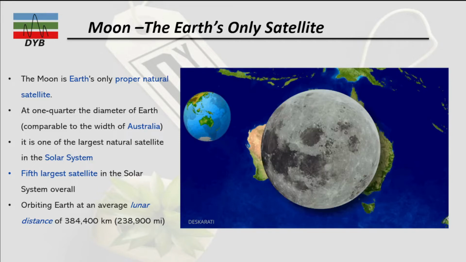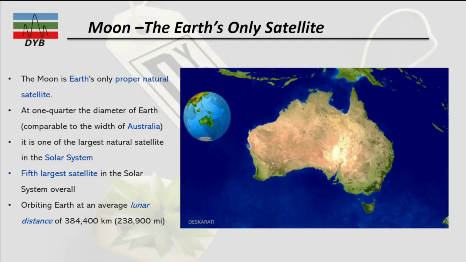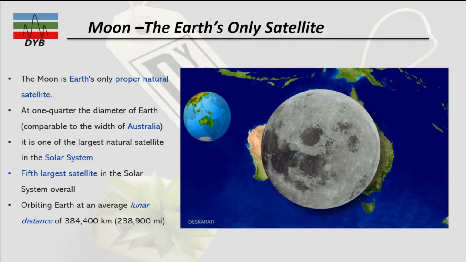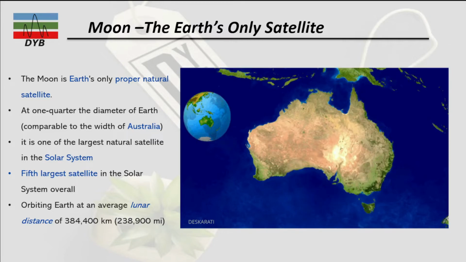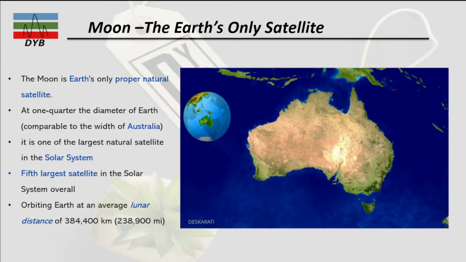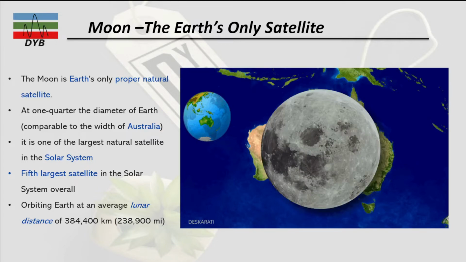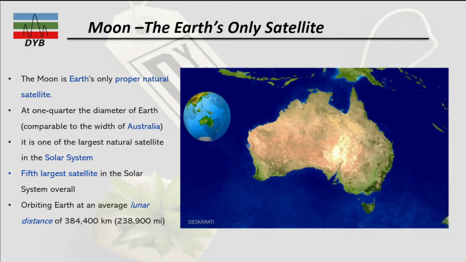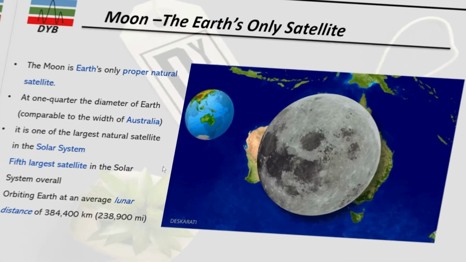Obviously the four largest satellites are from Jupiter. The moon orbits the Earth at an average lunar distance of 380,400 kilometers.